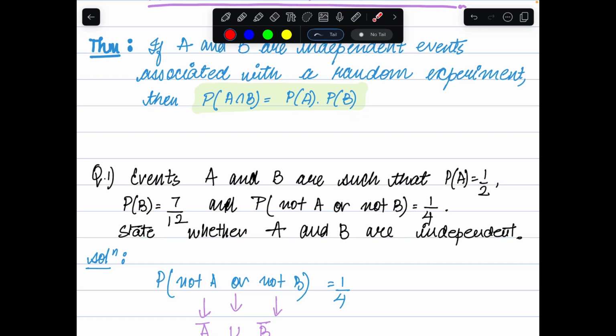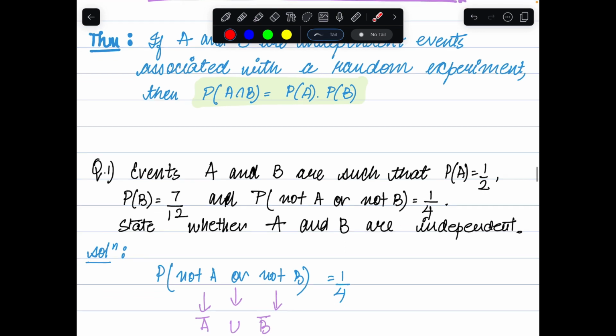Okay. Now let us proceed with problems. So the first question that we have over here is, events A and B are such that probability of A is given, probability of B is also given to us, and again they have given it in the verbal form, we have to convert it to theoretical form. So it is given probability of not A or not B. Now we have to state whether they are independent or not. Whenever they are independent, this should be satisfied. So this is a necessary condition for any two events to be independent.